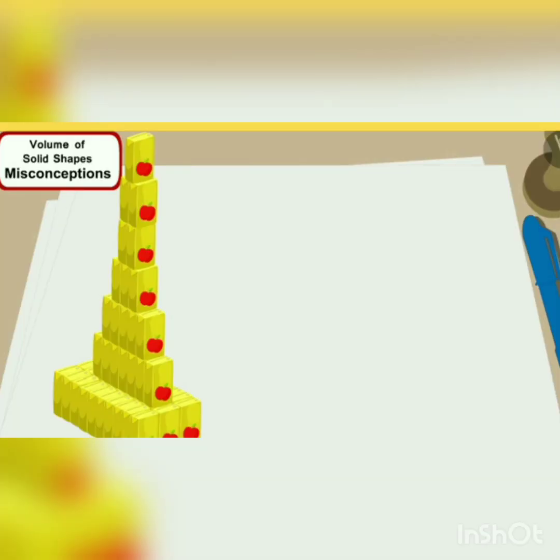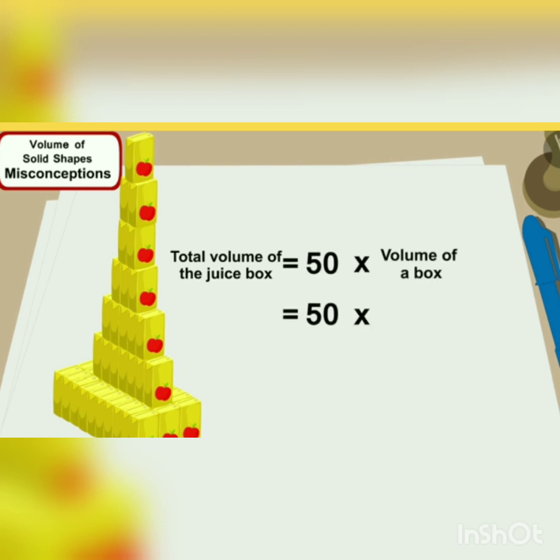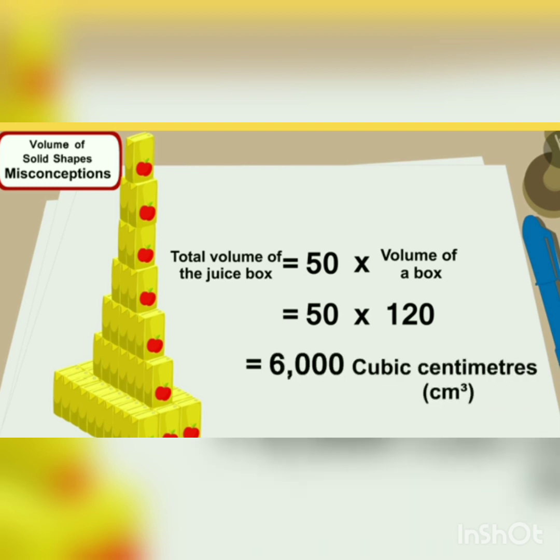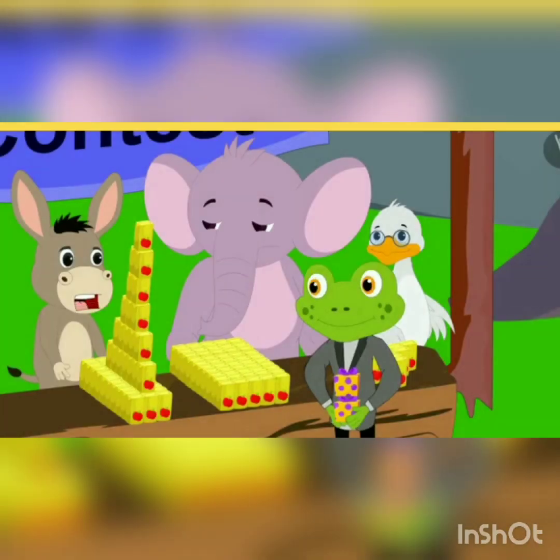50 cartons have also been used in Bhola's shape. So the total volume of juice used in his shape will also be equal to 120 multiplied by 50. That is 6,000 centimeter cubed.